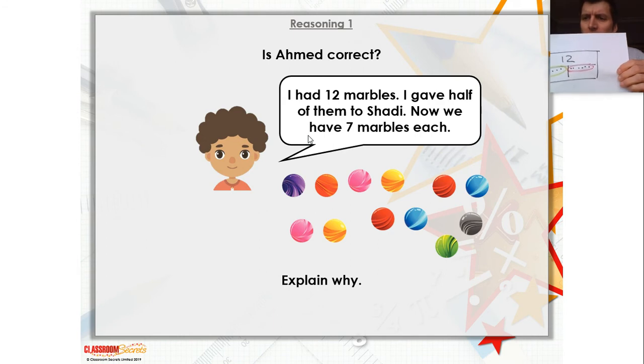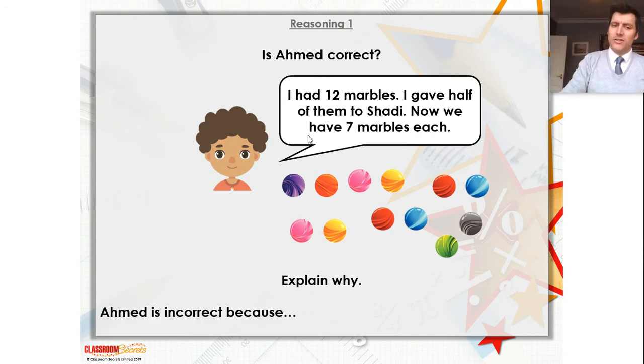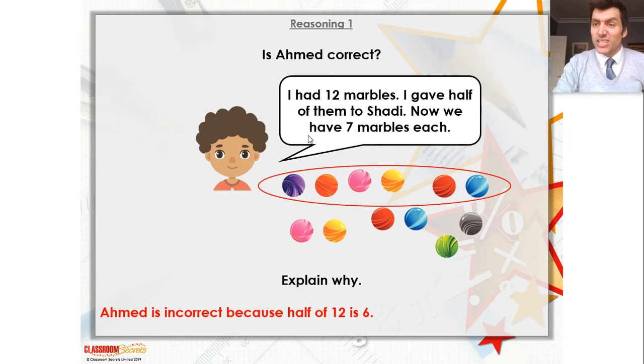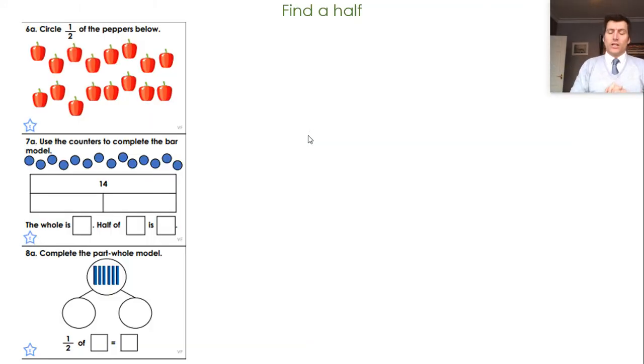1, 2, 3, 4. It's not 7, is it? Because it's incorrect, because half of 12 is 6. Now, what I'd like you to do, you can either get some paper and draw these on paper if you want, or you can just do them as a count.